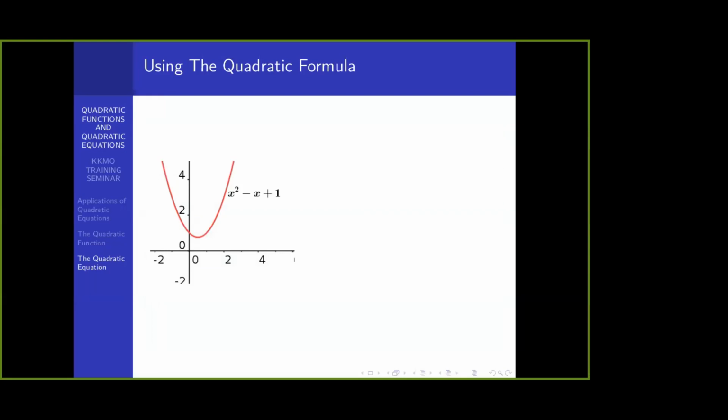And you can see from the sketch, it doesn't have any real roots, and therefore it's completely above the x-axis. That happens if A is greater than 0. So it's completely above the x-axis.